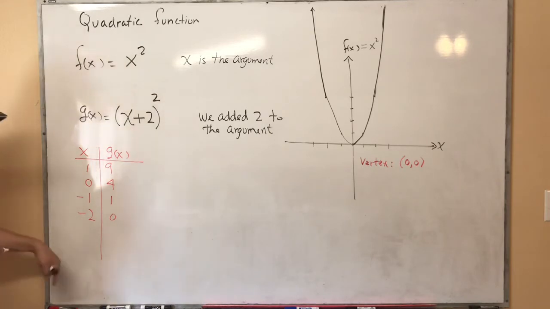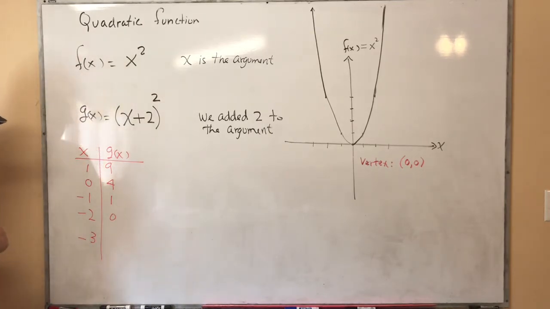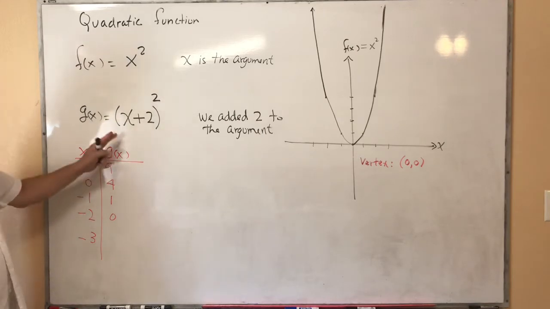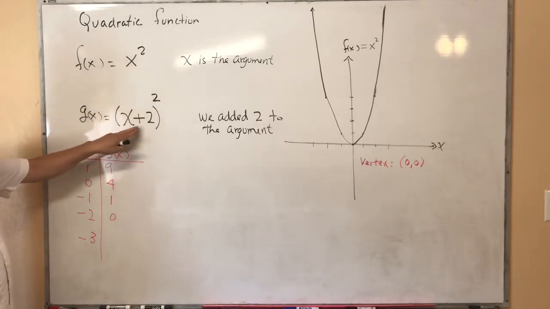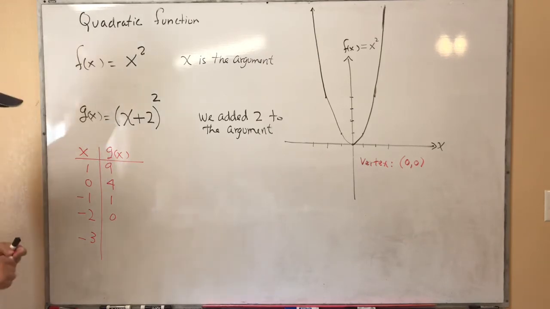Okay, let's go down this way. Let x be -3. What's -3 squared? I'm sorry, what's -3 plus 2? -1. What's -1 squared? 1.